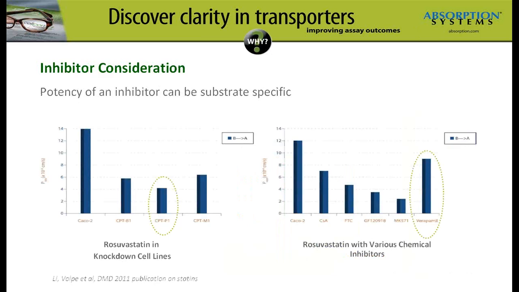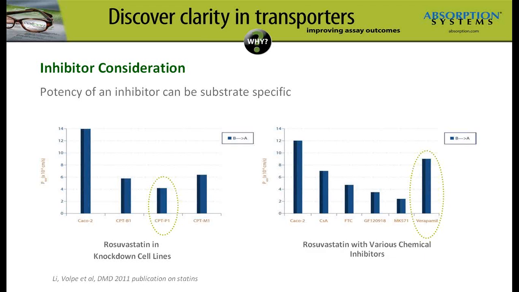Inhibitors can be more specific if their concentration is optimized, but this is substrate specific. We know this all too well from decades of work with CYP metabolizing enzymes. In much the same way, the IC50 of an inhibitor for a specific transporter depends on the substrate. This example illustrates a collaborative study we performed with the FDA to evaluate the transporter interactions of statins that culminated in a publication in DMD in 2011.